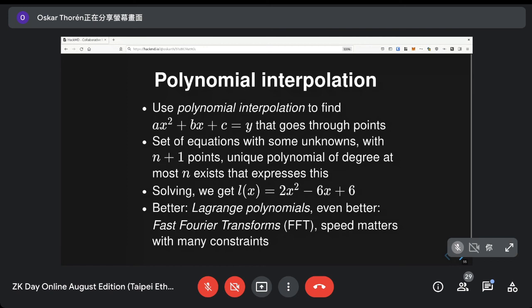In practice, because we have a lot of constraints and speed and performance matter, we might use Lagrange polynomials, or even better, fast Fourier transforms.